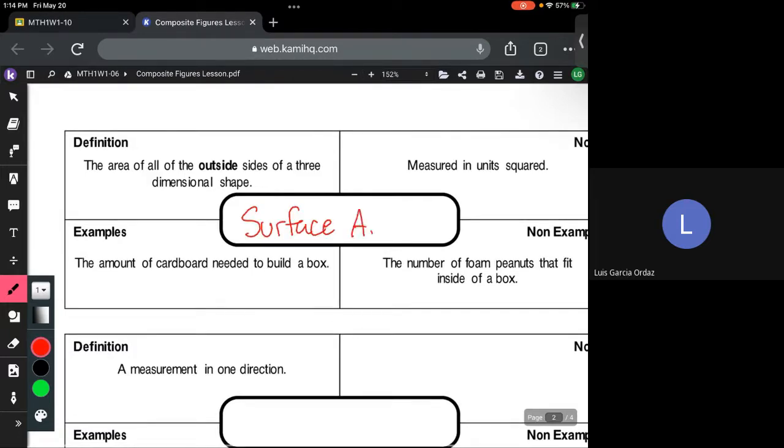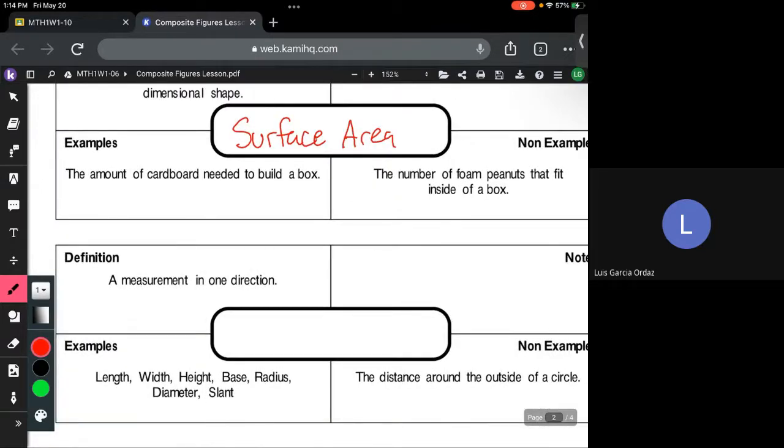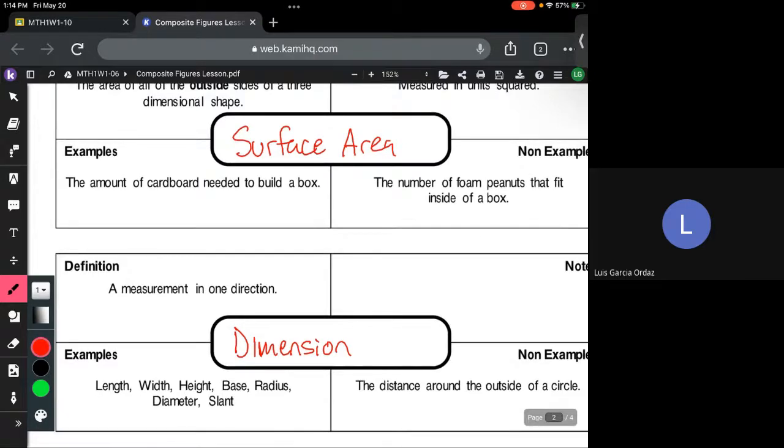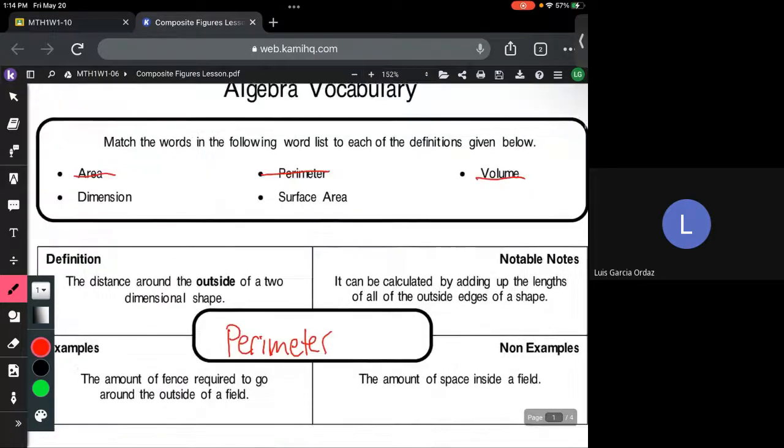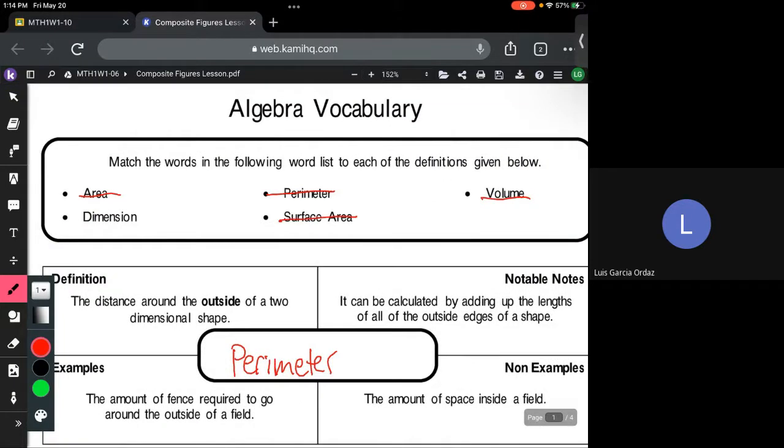Sean, what's the last one? If you get this wrong, I don't know what to do. A measurement in one direction. Let me see the word bank. It's dimension. Measurement in one direction, like the band. You measure the one direction. I think that's dimension. It's dimension. Good job. We used area already.